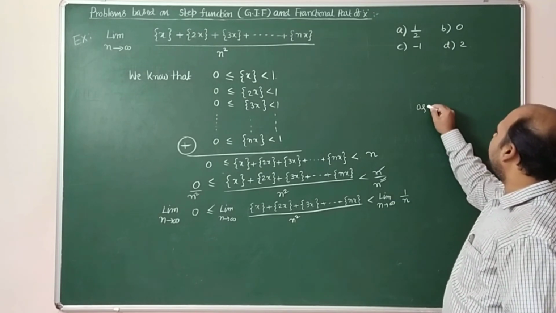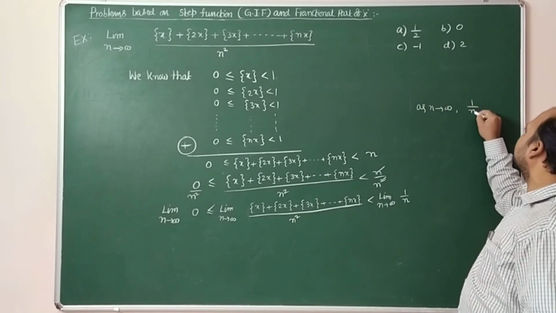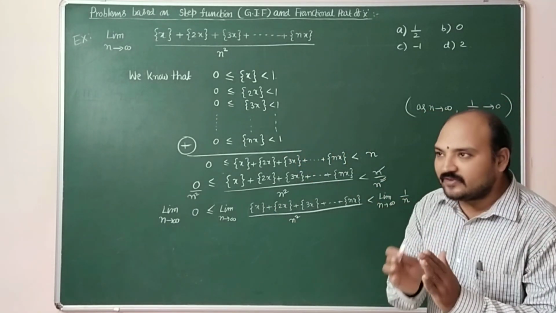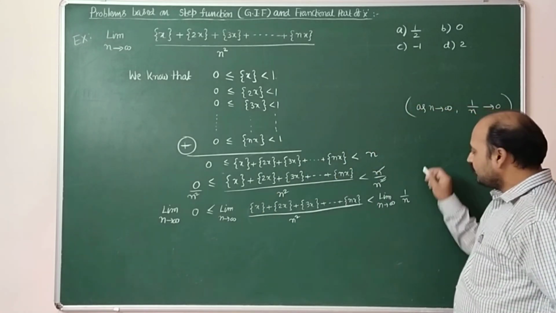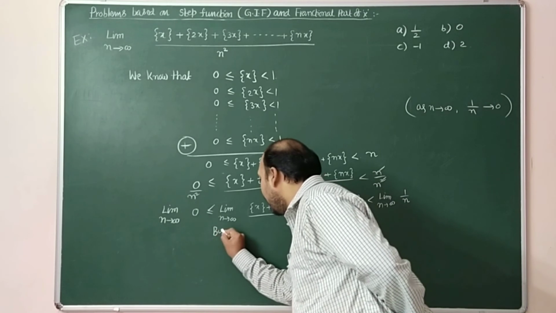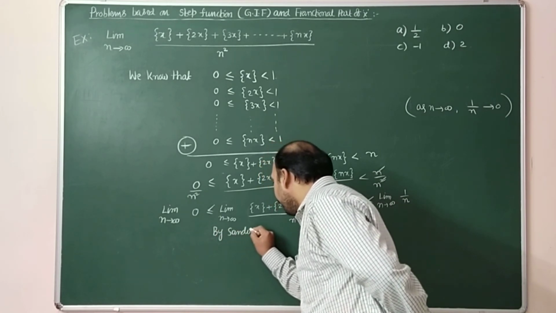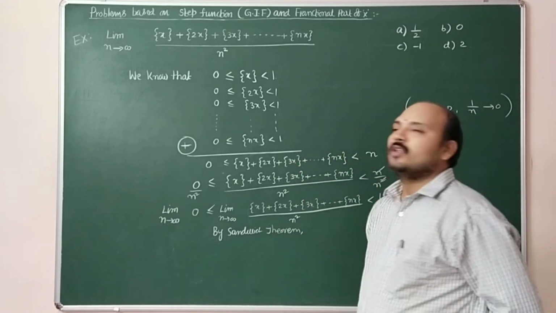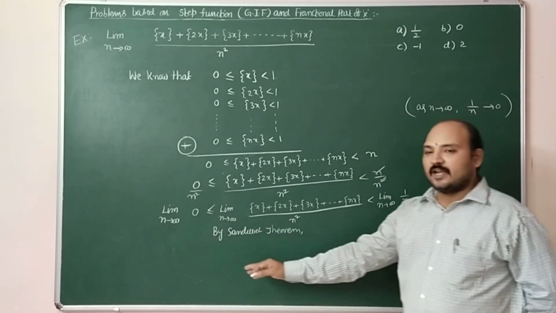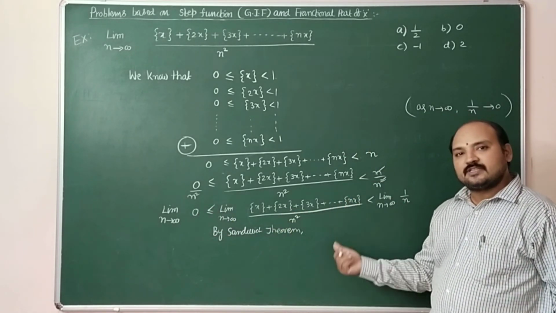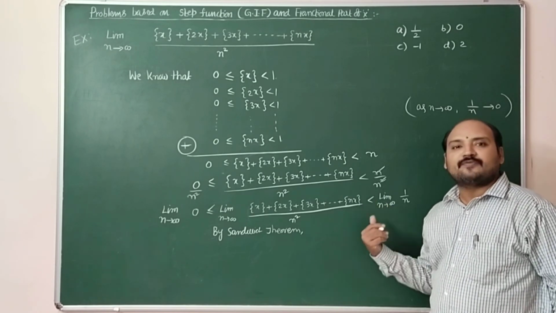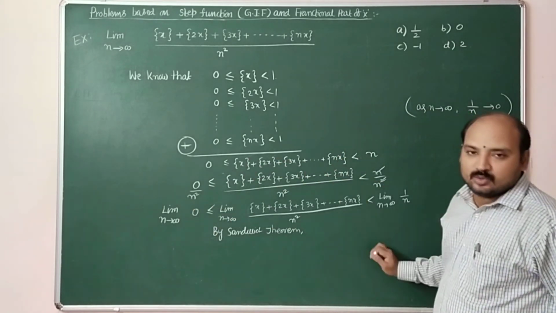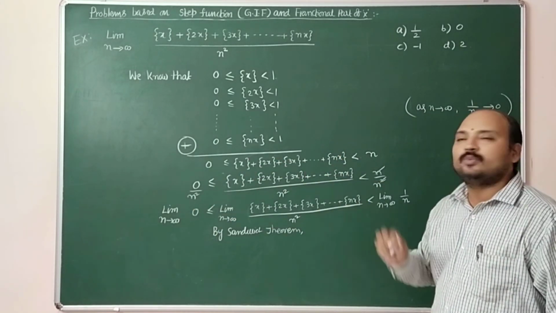We know that as n tends to infinity, 1 by n tends to 0. So by using the sandwich theorem, after this step, by sandwich theorem, limit x tends to a, f of x is less than or equal to limit x tends to a, g of x is less than or equal to limit x tends to a, h of x. So the value of any function, any limit lies between these values. Obviously, the value is equal to required.